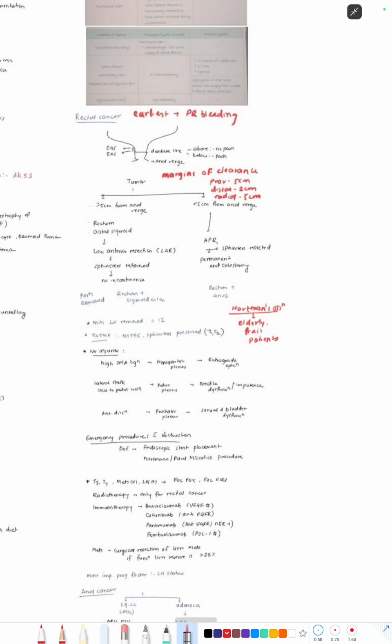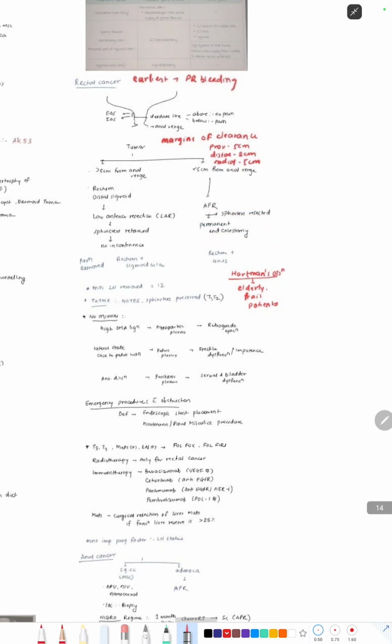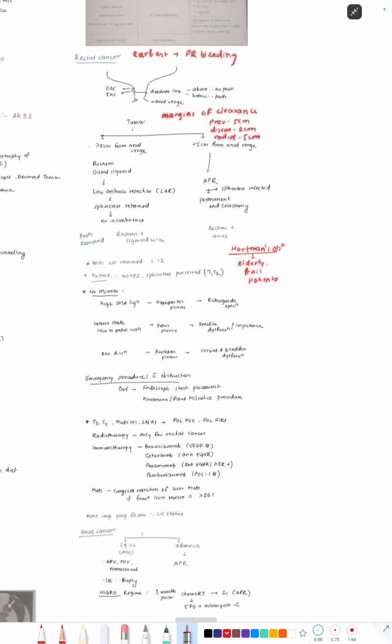If the tumor is more than 5 cm from the anal verge, then in that particular case we go for low anterior resection. The sphincters are retained in this procedure, so there is no incontinence. However, if it is less than 5 cm from the anal verge, then abdominoperineal resection is done. The sphincters are resected, and that will lead to urinary and fecal incontinence, so for that we need to go for a permanent end colostomy. The minimum number of lymph nodes removed in rectal cancer is 12.